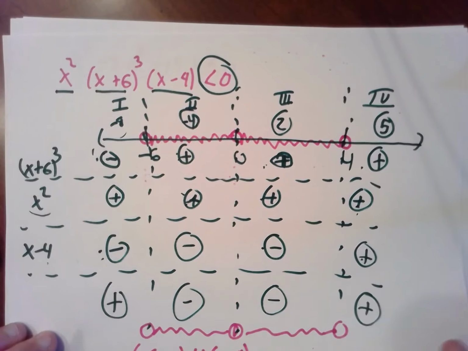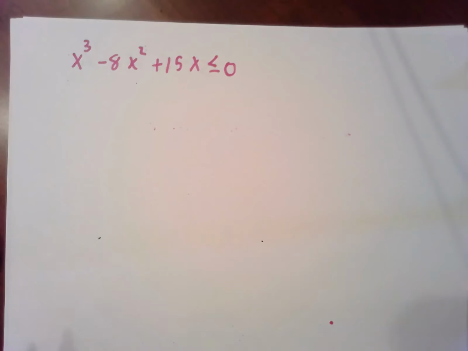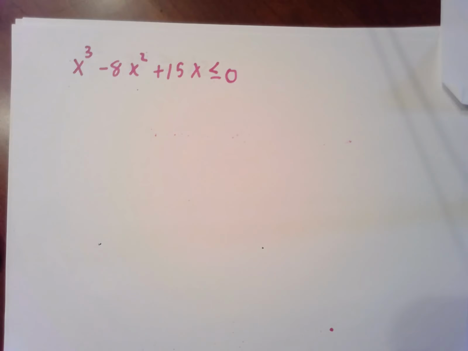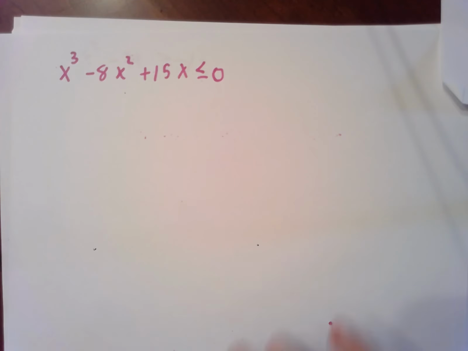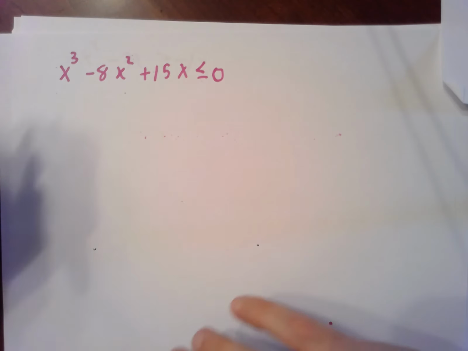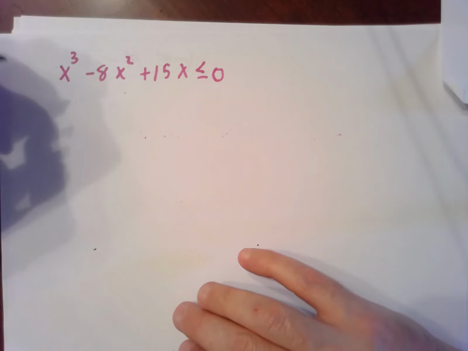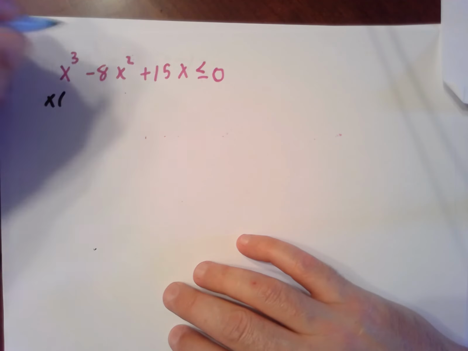Okay, let's do another one. Say we have this one. First thing we always want to do is factor. If we're going to use the sign chart, we have to be in factored form. Otherwise, the sign chart doesn't do us any good. It's only things multiplied together that give you a positive or negative. So first off, I could factor a common factor of x out.